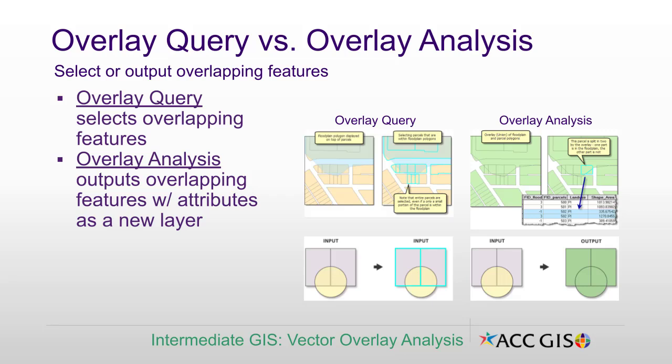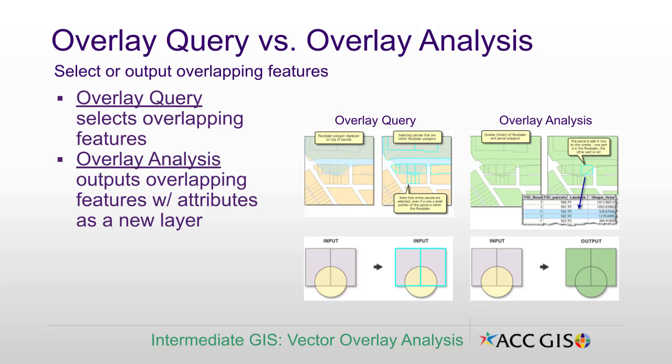And we can see that illustrated in the image on the right for the overlay query, in which we're looking at the intersection of floodplains and parcels. The outcome includes selected parcels that intersect the floodplain. And it doesn't matter whether the floodplain intersects a little bit of the parcel or all of the parcel, it selects the entire parcel in the outcome.